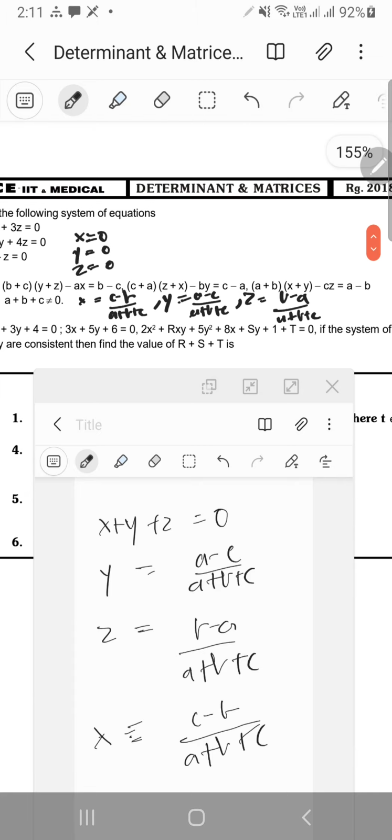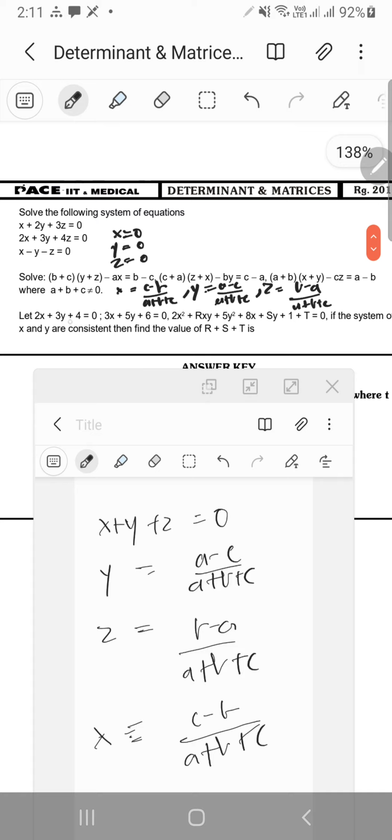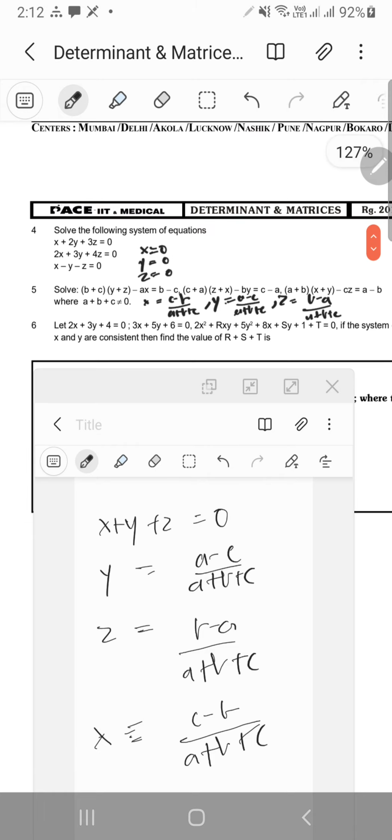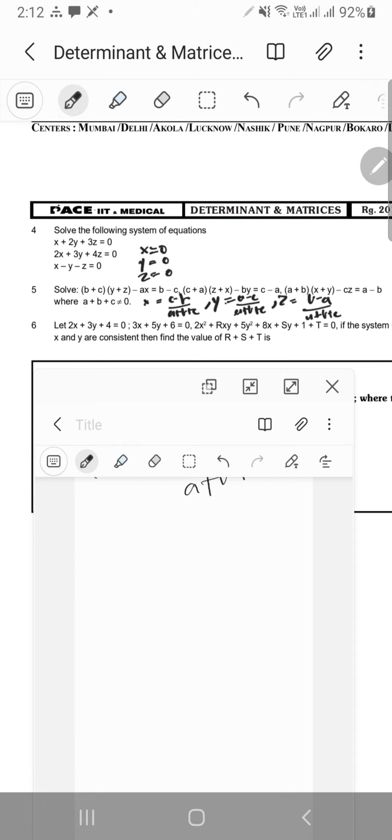Nice. Okay, next question. Let this, what is this thing? Consistent, then find the value of r plus s plus t. Okay, that's not nice at all. 3x plus 5y plus 6 equal to. So how am I supposed to solve this?